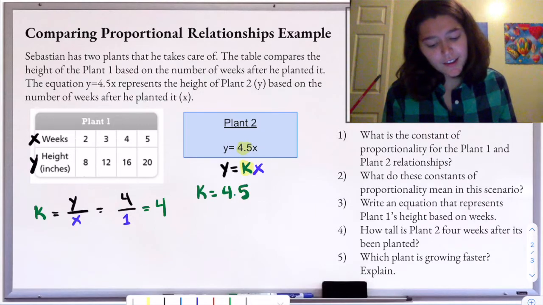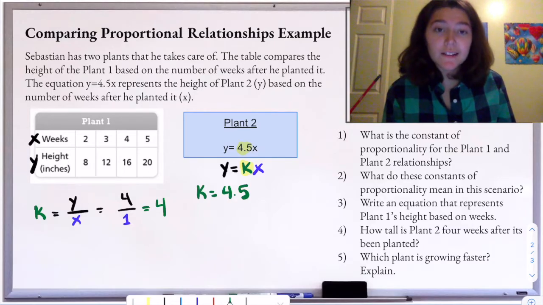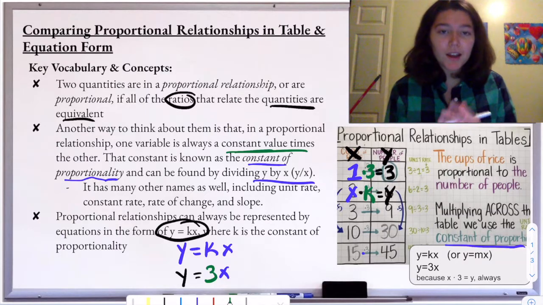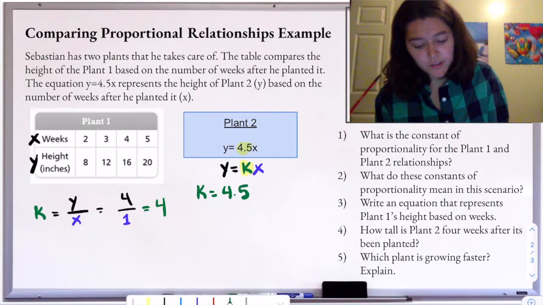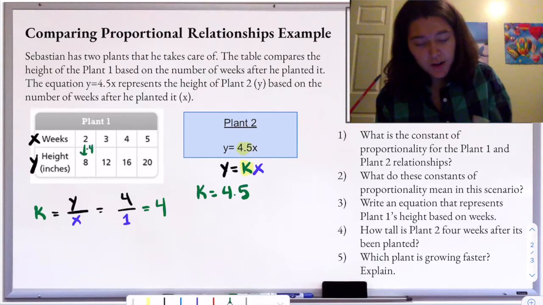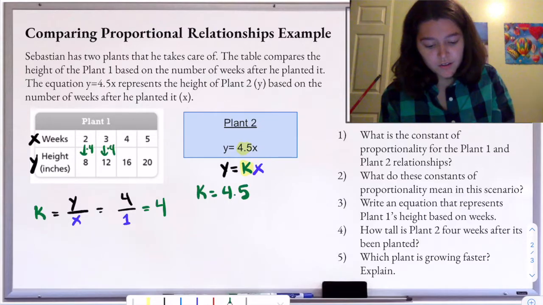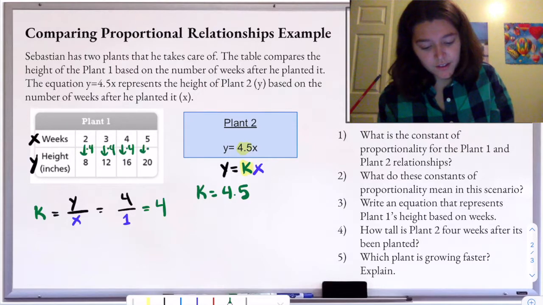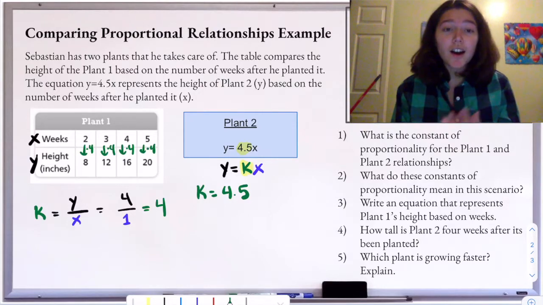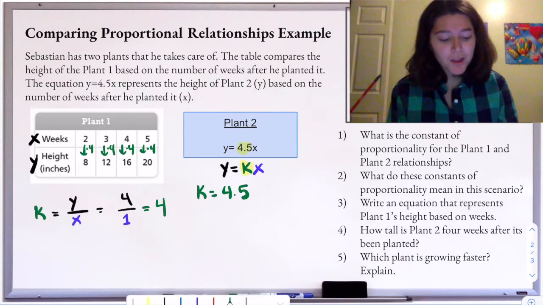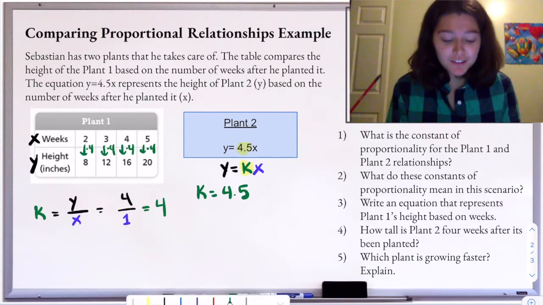Okay, I can also see that from the table, right? The constant of proportionality, that's what I'm multiplying by, the constant value I multiply by to get from x to y. Okay, so 2 times 4 is 8, 3 times 4 is 12, 4 times 4 is 16, 5 times 4 is 20. So there's a constant number that I multiply by that takes me from the x to the y. Okay, so that means I have a proportional relationship, and that number is my constant of proportionality.